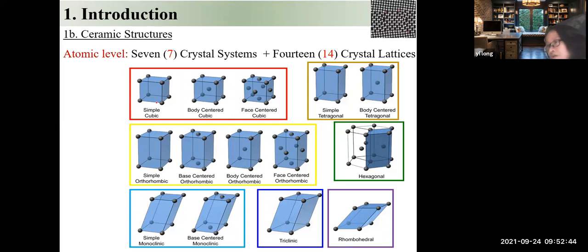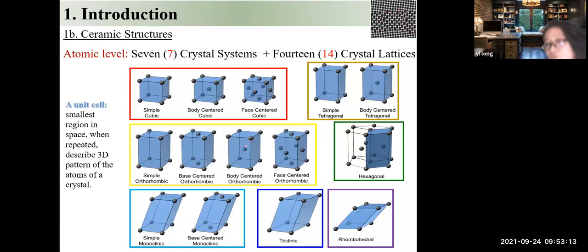So when you do any materials research, you have to know what level you're talking about. Is it subatomic or is it atomic? If it's atomic, then first of all, you have to know whether it is crystalline or amorphous. If it's crystalline, then you have to know whether it is simple cubic, body-centered, tetragonal, or hexagonal. So you have to be very clear in your mind here, don't get confused. These are the atomic level. Then this unit cell is the smallest region of space we repeat to describe the 3D pattern of the atoms of a crystal.